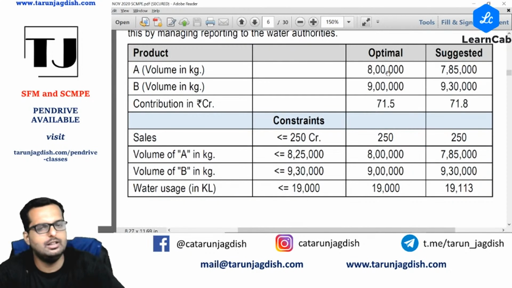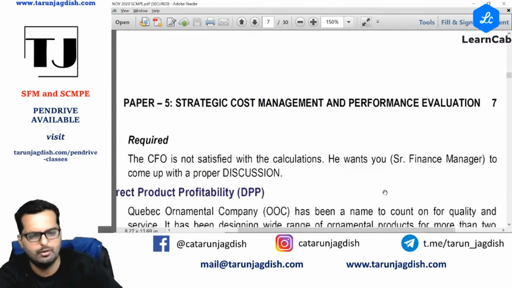Here if you see A, B, they are giving optimum suggested. Contribution right now is 71.5. Suggested will give us 71.8. But what will happen? 8 lakh, 7 lakh, 75. Here it will become 9 lakh, 9 lakh 30. It will go up. And the water usage of 19,000 liters will now become 19,113 kiloliters.